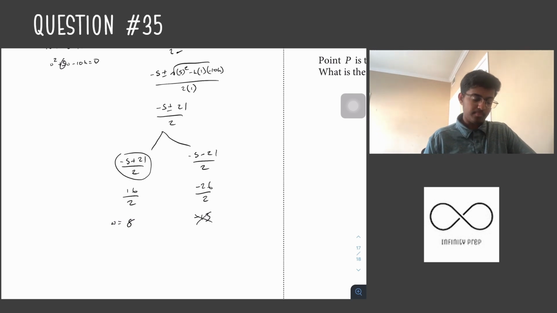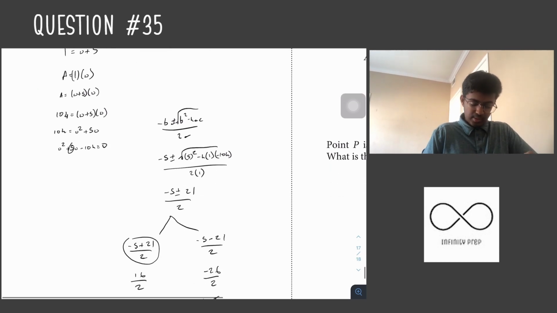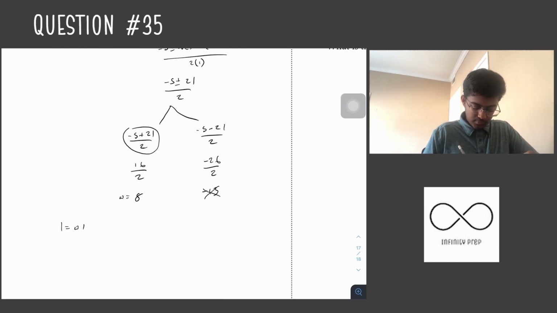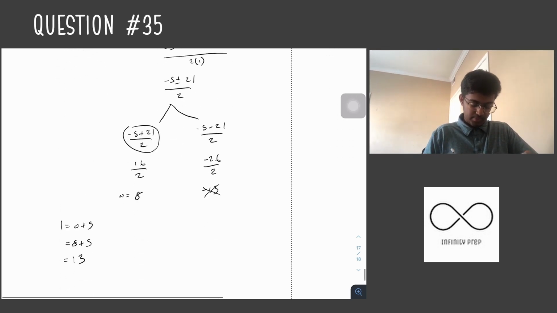Width equals 8. But the question is asking for what will be the length in feet of the garden. So length is w plus 5, and all we need to do is plug in 8 for w. And when we do that, we get 8 plus 5, and length is equal to 13. That's our final answer.